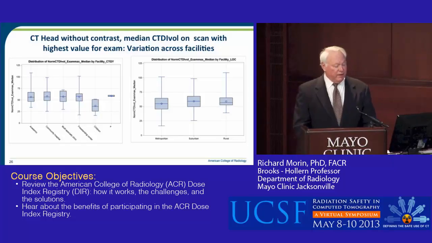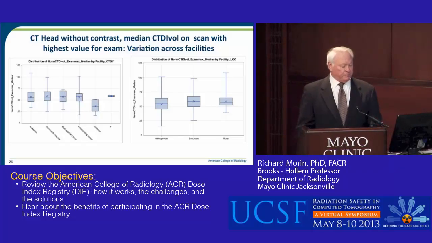Next slide, please. So you can see here how a facility would compare for a variation across different facilities, different types of facilities. So the key thing here is that the facility wants to compare themselves to those facilities in the dose index registry that most closely match their particular practice.